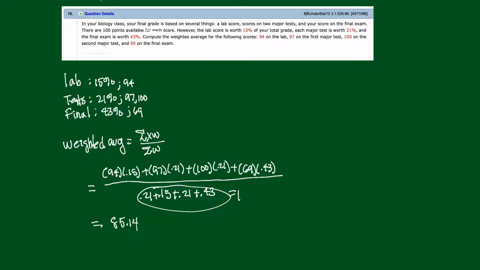Okay, all is good, but let's try this. How about if we did this on our TI 84s? So first thing we want to do is clear lists. All right, so what we're going to do is clear list 1 and list 2.